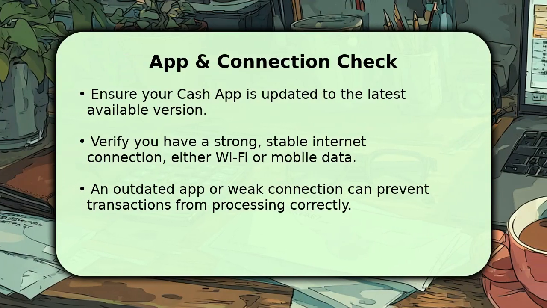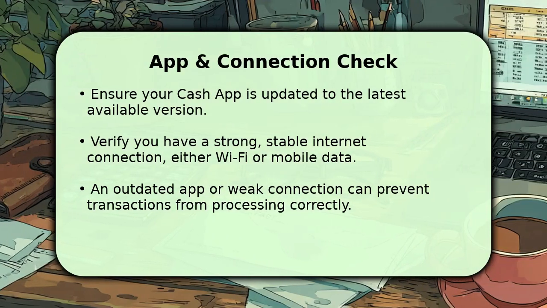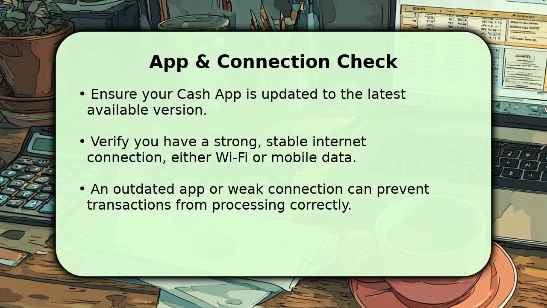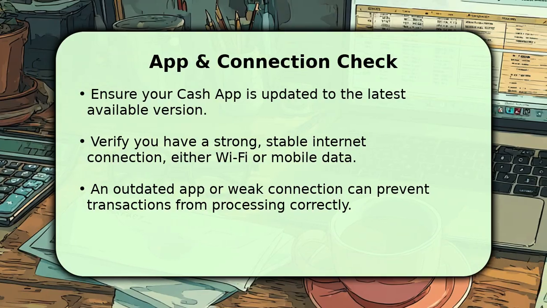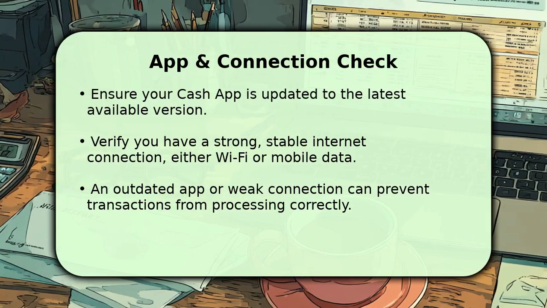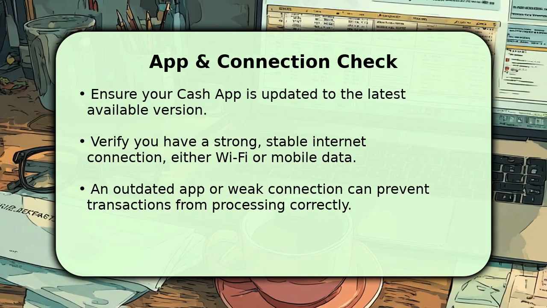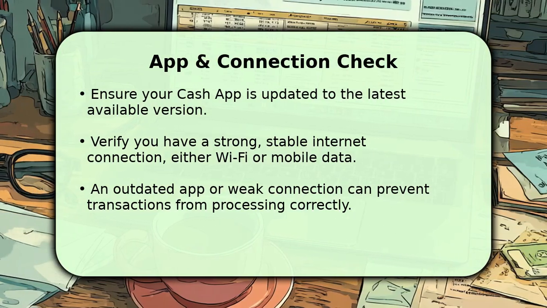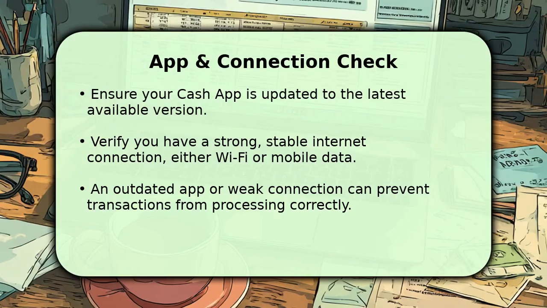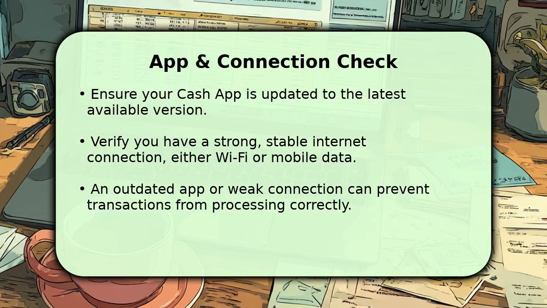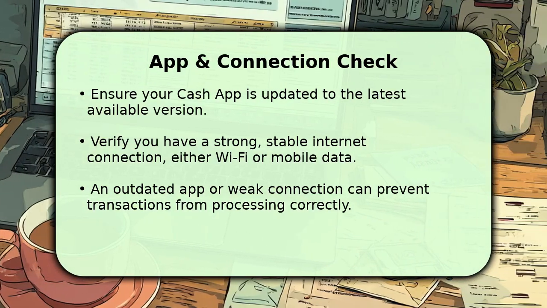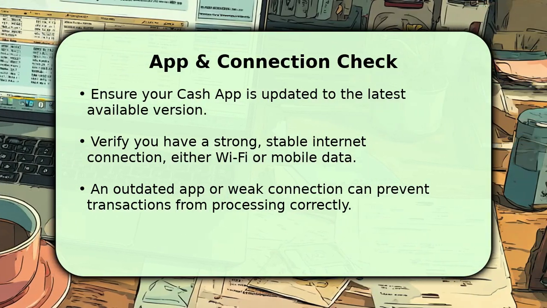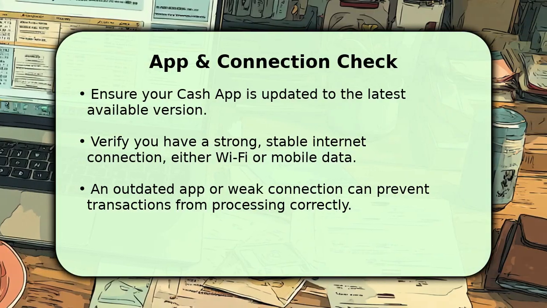Next, let's ensure your app and connection are ready. Always check for Cash App updates in your device's app store. An outdated version might cause transaction issues, including payments remaining pending. Furthermore, confirm you have a strong, reliable internet connection. Try switching between Wi-Fi and mobile data if one seems problematic. A weak signal can disrupt the communication needed for the payment to fully process. These simple checks can often resolve many common pending payment situations.